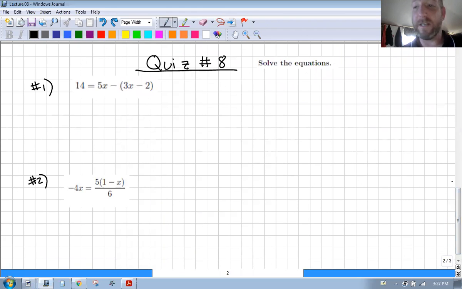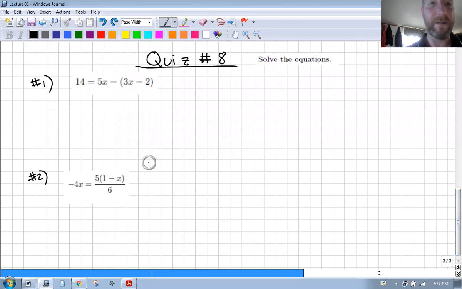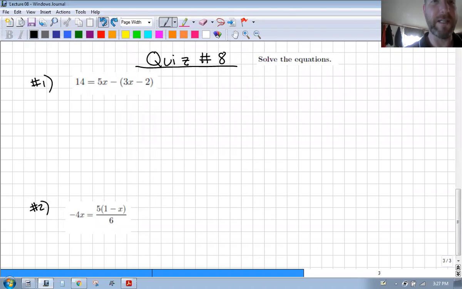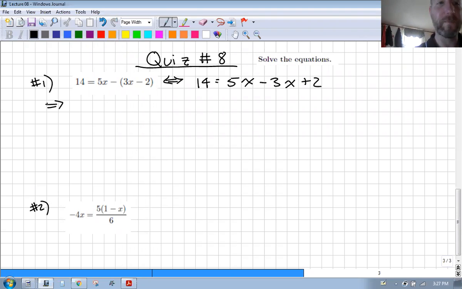Okay, so let's knock out this quiz here. Number 1. So we got our X in 2 different locations here. So the first thing I'd want to do is get rid of these parentheses. In order to do that, we need to distribute the minus sign through there. We have a negative 3x and then a negative 2. So that's a plus 2. So 5x minus 3x is 2x.